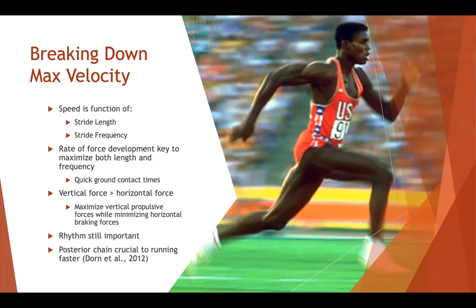Finally, the posterior chain has been found to be crucial to sprinting at max velocity, as the elasticity and power of the hamstrings and glutes can greatly impact sprint ability.